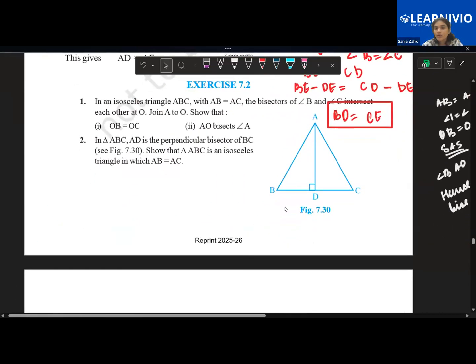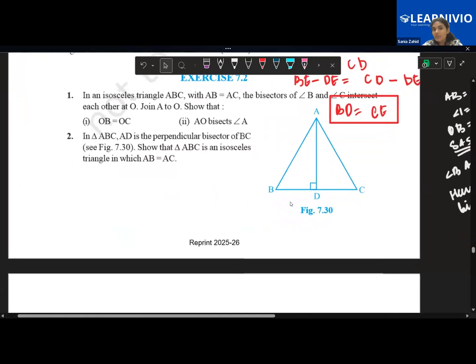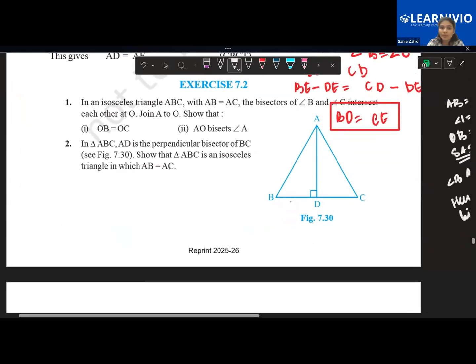Next question, all of you. The second question says that you have a triangle ABC and AD is a perpendicular bisector. What does it mean to be a perpendicular bisector? It is at 90 degrees and it is bisecting BC. It is dividing BC into two halves. Good. It's dividing BC into two equal halves at 90-degree angles, right?